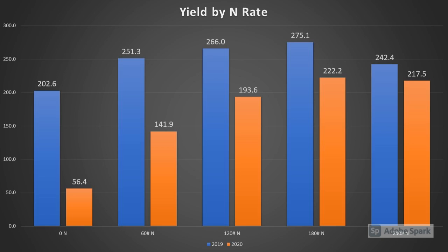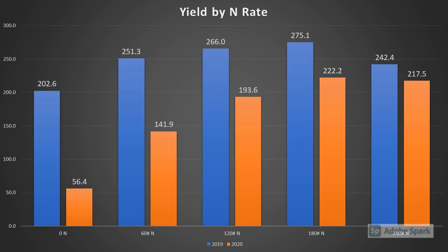So here we're looking at the actual yield results from 2019 and 2020, just totally different years in regards to nitrogen, so I thought that would be interesting to share with folks. The blue bars would represent the 2019 yields, the orange bars would represent the 2020 yields. And as you can see, there were drastic differences.